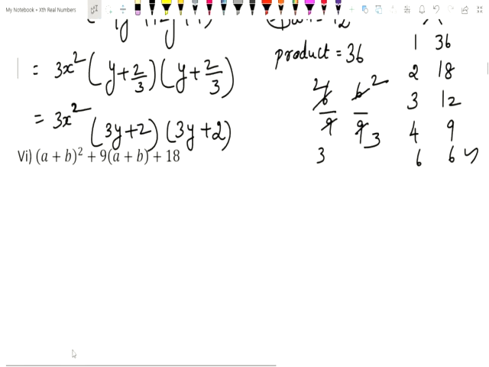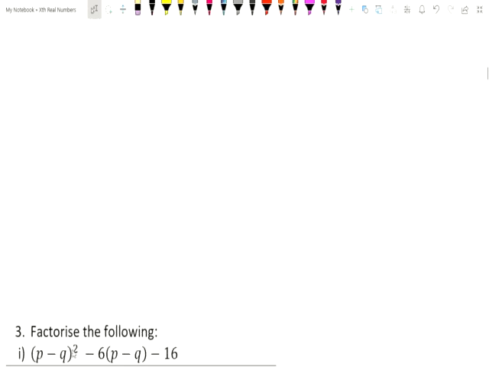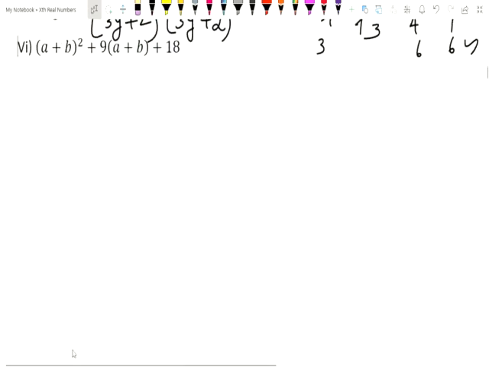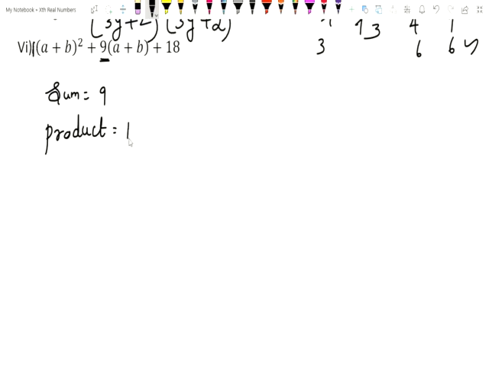(a plus b) the whole square plus 9 into (a plus b) plus 18. Here, sum equal to 9, the coefficient of (a plus b). Product equal to, here the coefficient of (a plus b) the whole square is 1, so 1 into 18, 18. Write the factors of 18: 1 and 18, 2 and 9, 3 and 6.